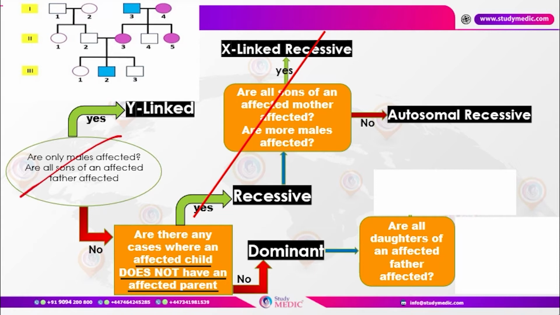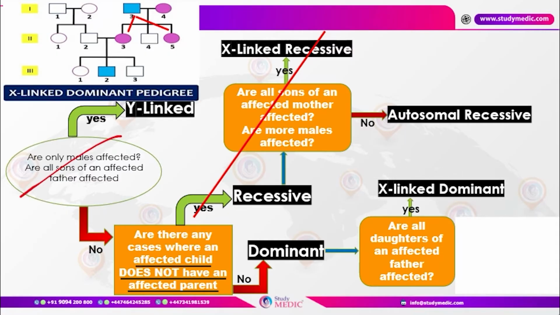So now we ask whether all daughters of an affected father are affected. So yes, all the daughters of an affected father are affected, and as we know, the daughters get their X chromosome from their father. So here we are dealing with an X-linked dominant trait.